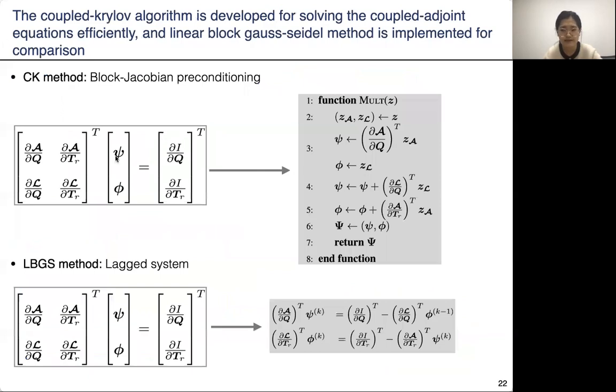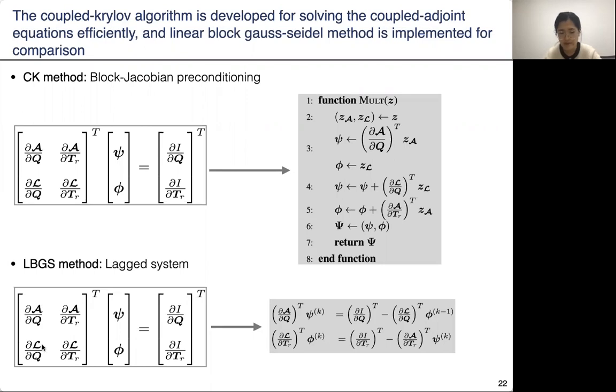Then we start to solve the coupled adjoint. There are two methods for the coupled equation solution. The first one is the coupled Krylov method. It solves the coupled adjoint equation together. The other one is the linear block Gauss-Seidel method.